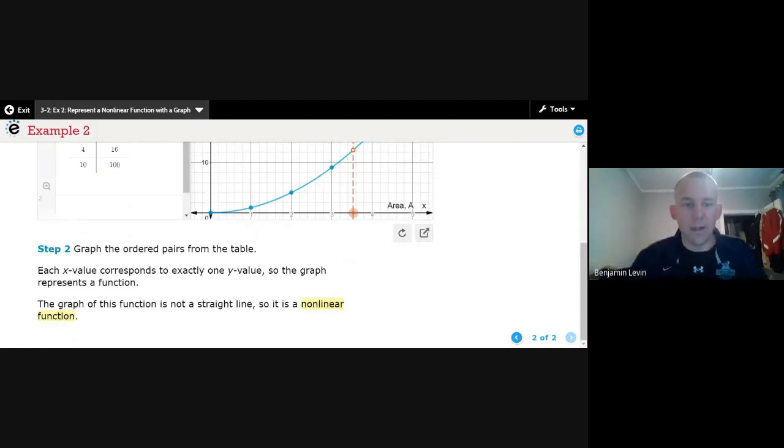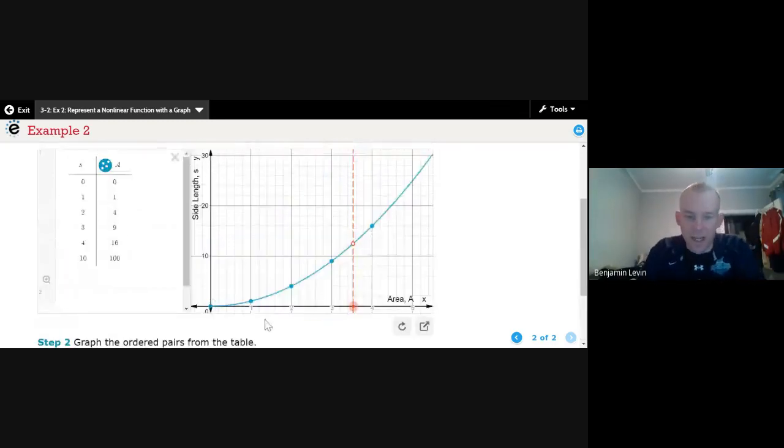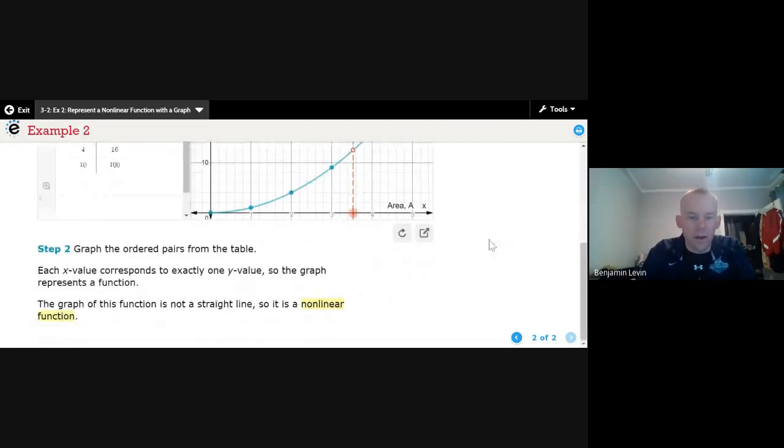Linear means line. It should be kind of self-explanatory, but that's what it means. Linear means line. It has line in the word, right? Linear, line. A non-linear function is a function that has a curve in it, okay? It is not a straight line. And obviously we know that if it is not a straight line, we do not have a constant rate, right? We have a rate that is changing, right?